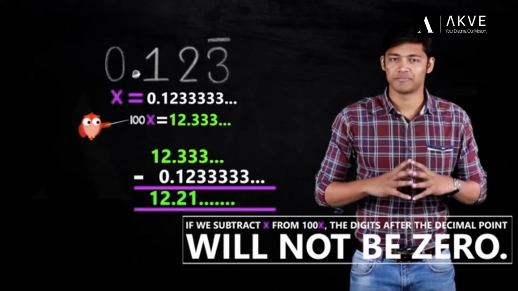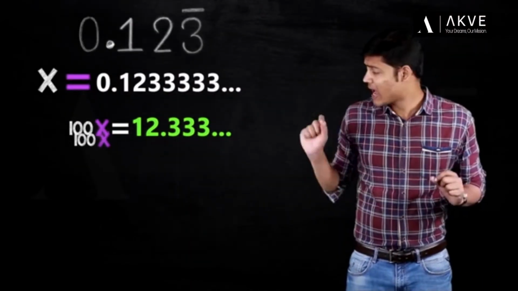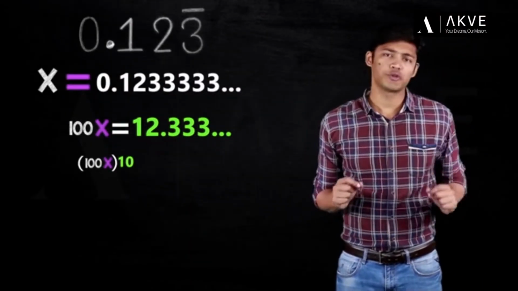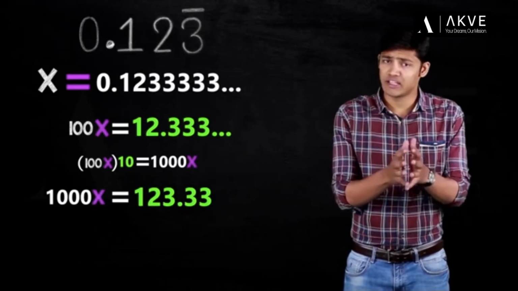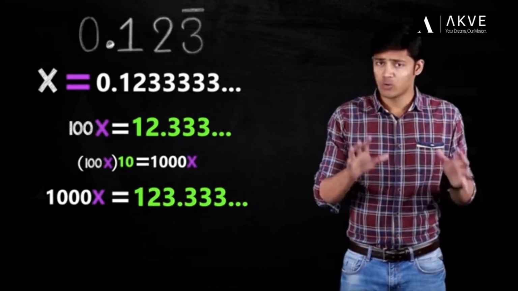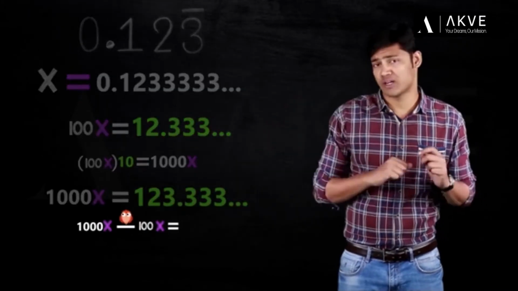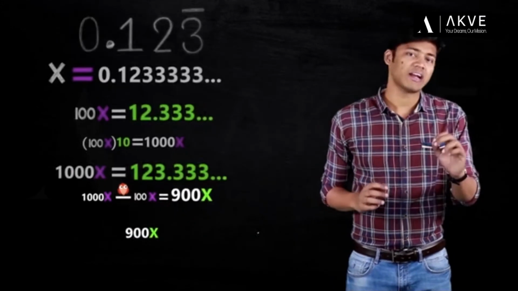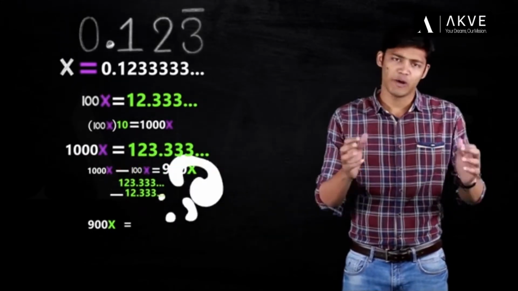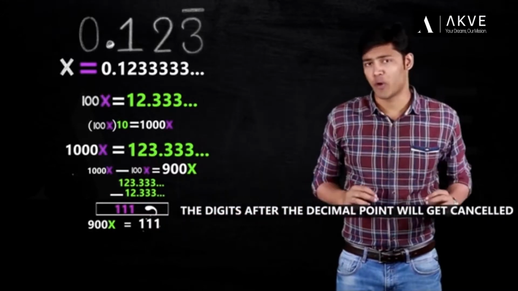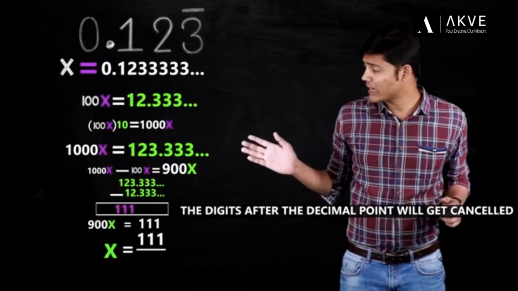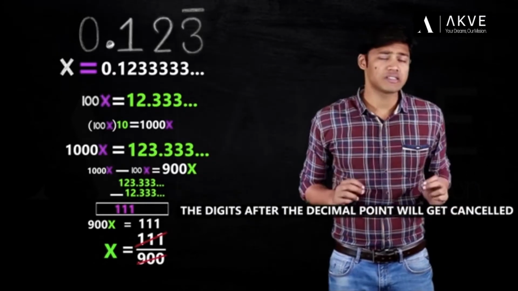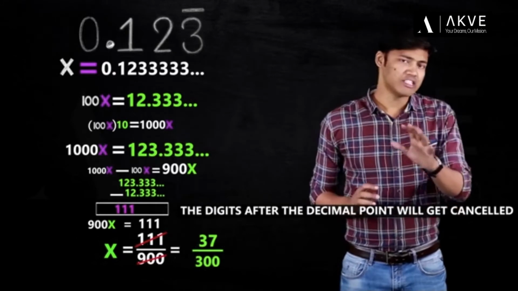0. To overcome this, multiply 100x by 10. And doing so, we will get 1000x is equal to 123.33333 and so on. Now, if we subtract 100x from 1000x, we will get 900x is equal to 111. The digits after the decimal point will get cancelled. So, x will be equal to 111 divided by 900, which is 37 by 300 in its simplest form.